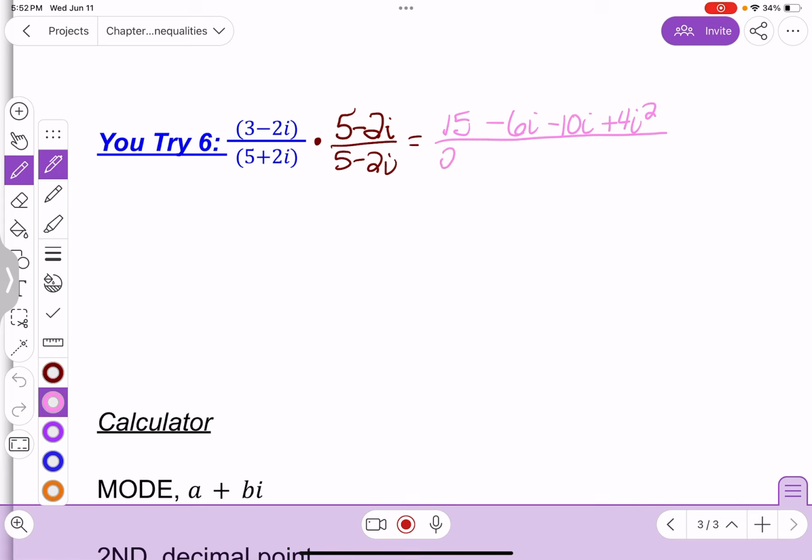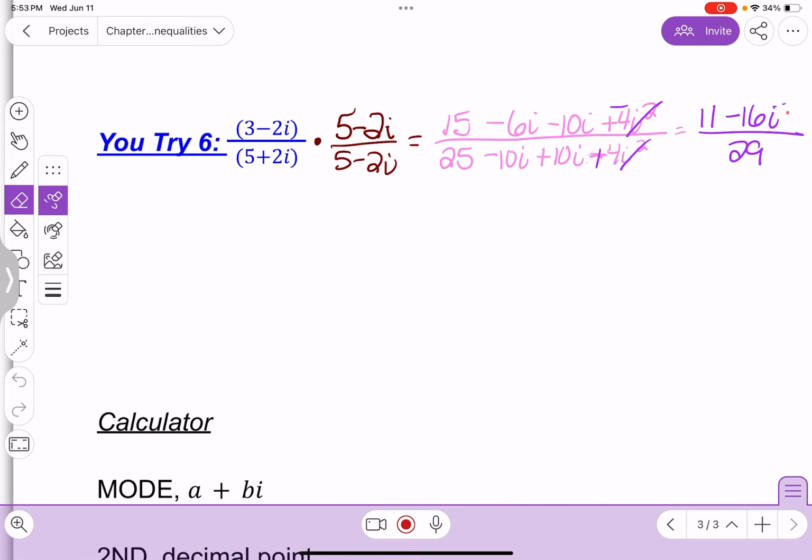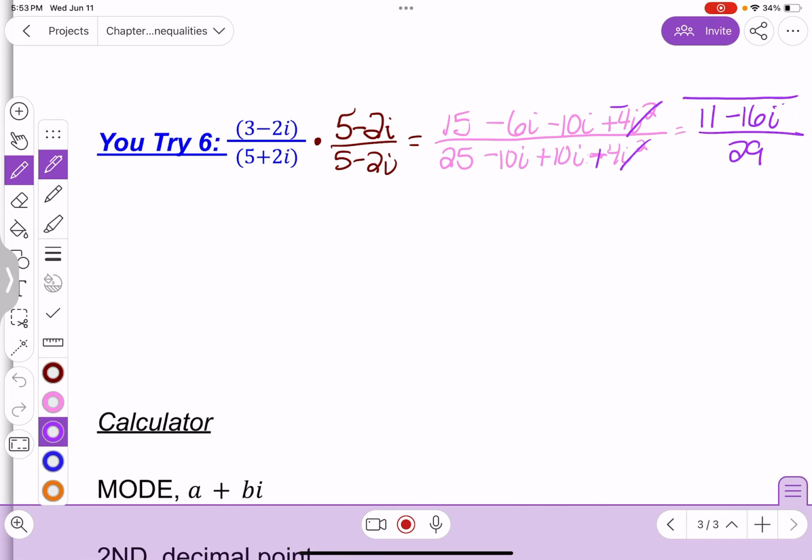On the bottom, 5 times 5 is 25. Then we have minus 10i, positive 10i, minus 4i squared. Our i squareds are going to change the signs. 15 minus 4 is 11. Negative 6i minus 10i is negative 16i. 25 plus 4 is 29. The 10i's cancel. I don't know why I put i squared there. That should just be regular i. And then nothing simplifies, so that's our answer.